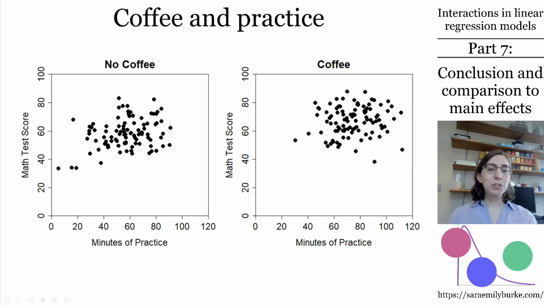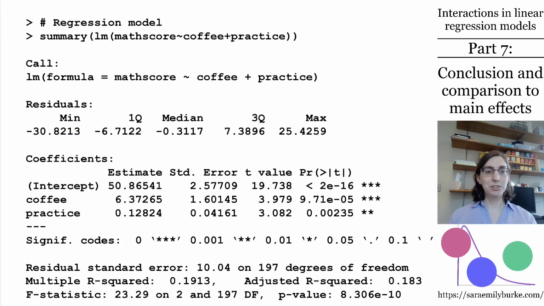So we might want to adjust for coffee when determining the relationship between studying and test scores, and adjust for studying when determining the relationship between coffee and test scores. Otherwise, any association between studying and test scores might just be due to the coffee, since studying and coffee are partially confounded. So let's look at a regression model where test score is the response variable and we have two predictors, two main effects, coffee and practice.